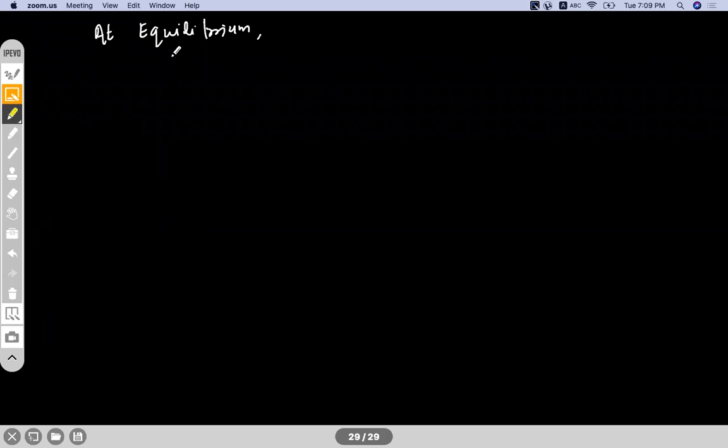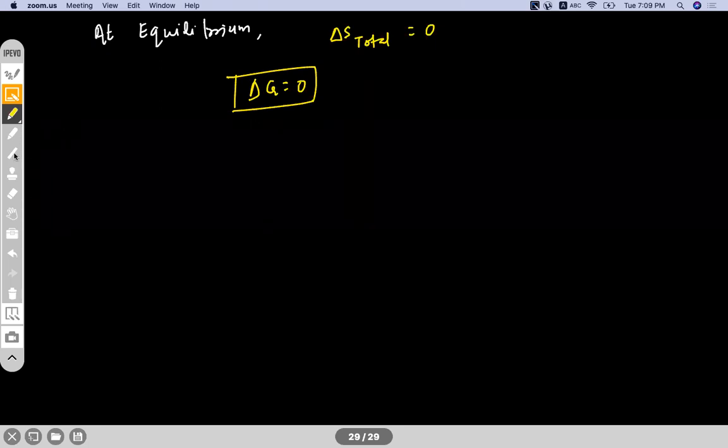Okay, see this. At equilibrium, we have delta S total equals to zero. There's no change in entropy. Hence, delta G is equal to zero also at equilibrium. Got it?